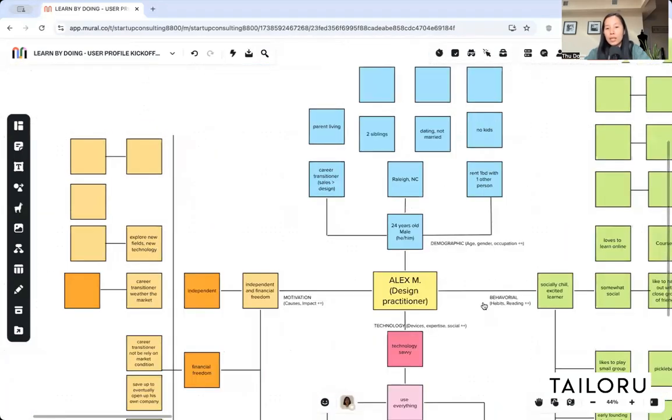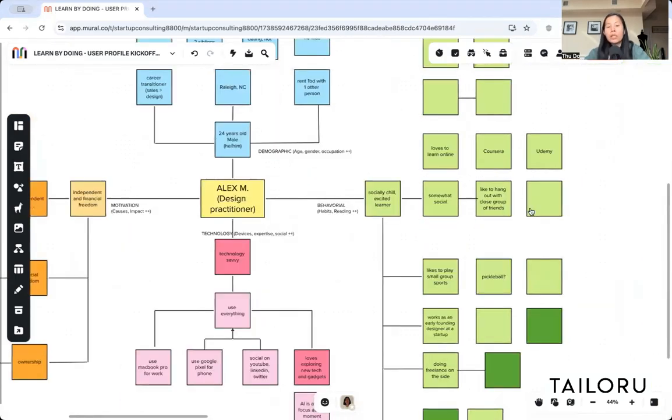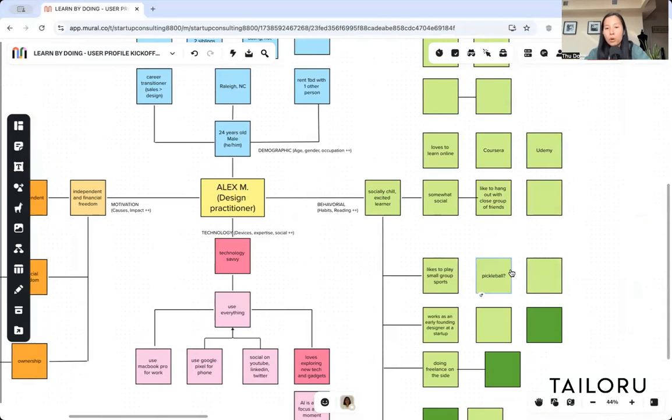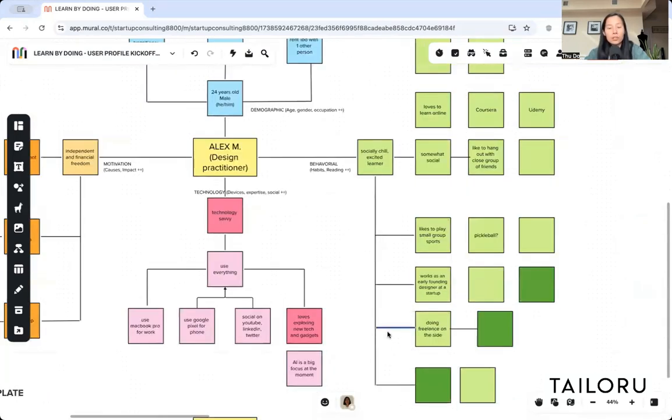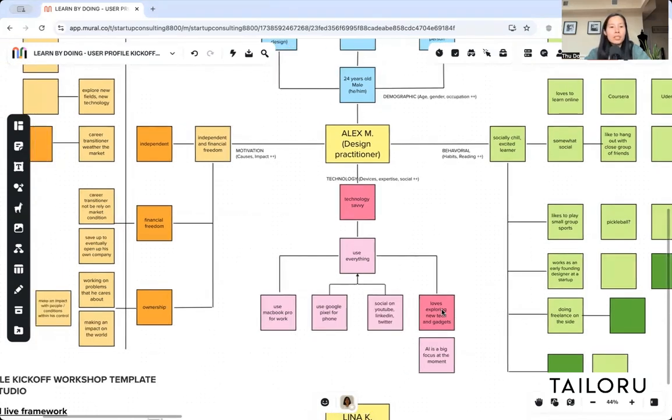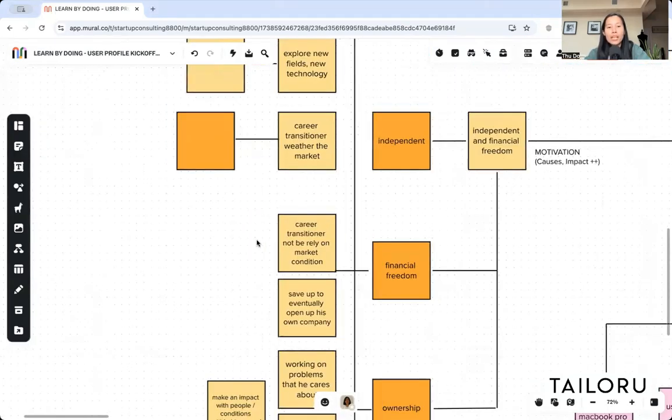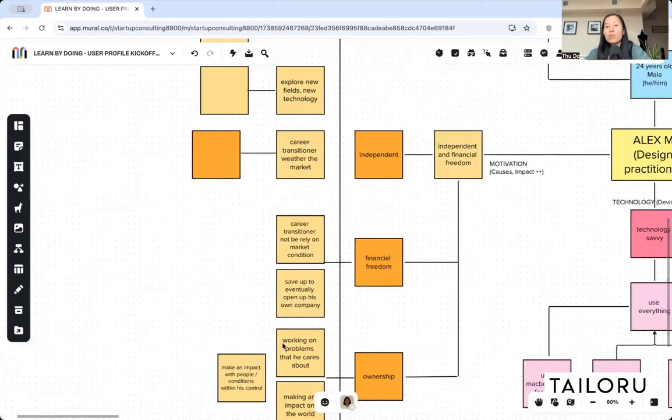And so Alex is someone in this demographic makeup in his 20s with the behaviorals of loving to learn, living in a somewhat close, small circle, and working as a founding designer and doing freelance on the side. So having the inkling to do his own thing in the future. And then Alex is pretty technology savvy. He's comfortable with most of the tools out there, and he loves exploring new tech and new gadgets. And then Alex is craving independence, financial freedom, and ownership. These are some of the reasons, relating to his background and where he wants to go.